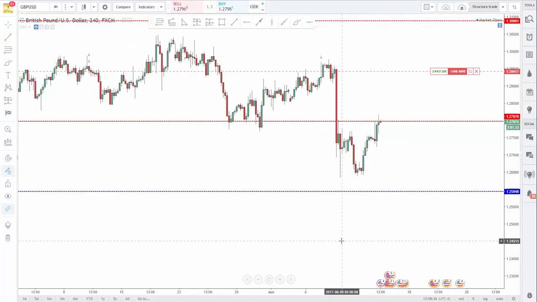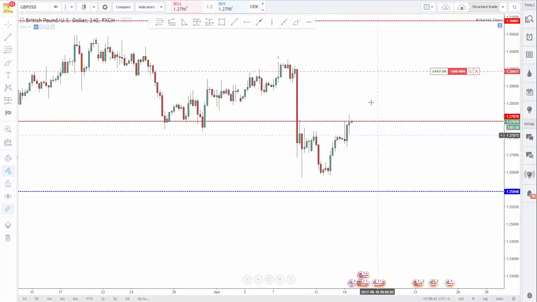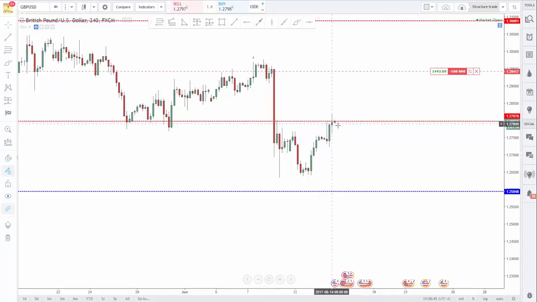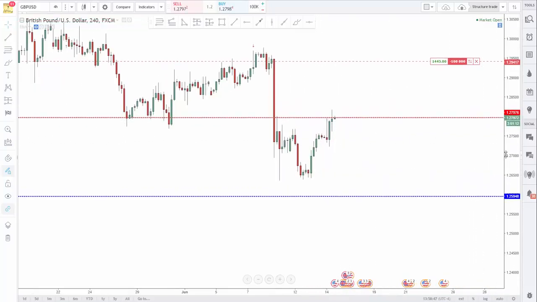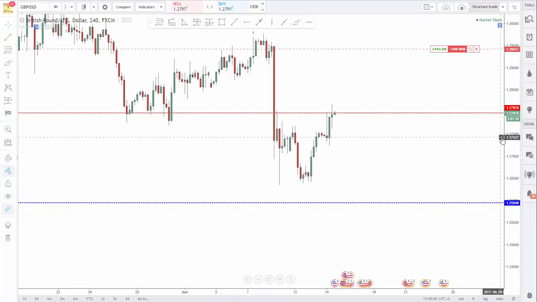So guys, here's a good example of using this analysis to point out a good area to look for a trading opportunity. We now have our area and we're on the 4-hour chart, but we do not yet have any inclination or any hint that the market is going to go any lower.